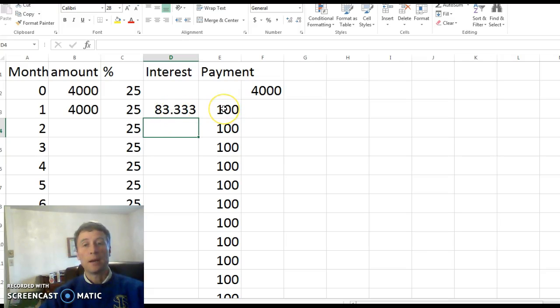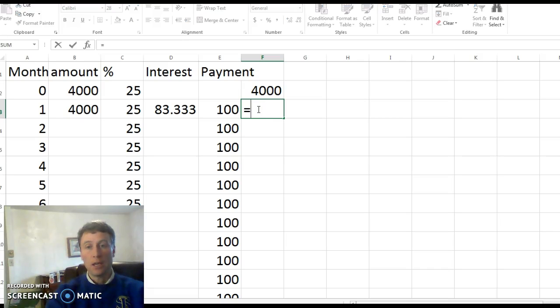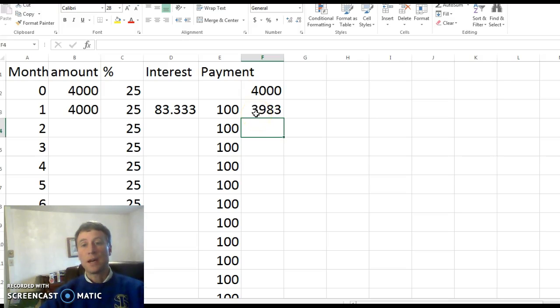So if I pay $100 each month, then I'm paying off about $17 that first month. So if I want to see how much I still owe, I would say equals, and then I will start out at B3, that's my initial amount there, plus the interest, which was D3, but then I subtract my payment, which is E3. So I still owe $3,983.